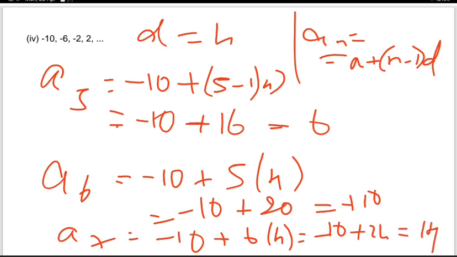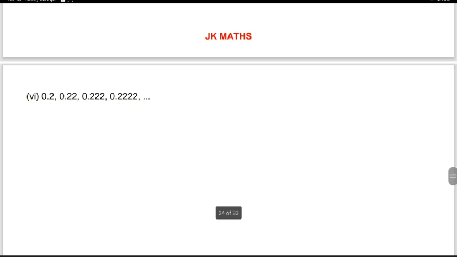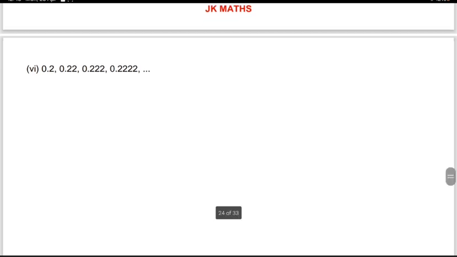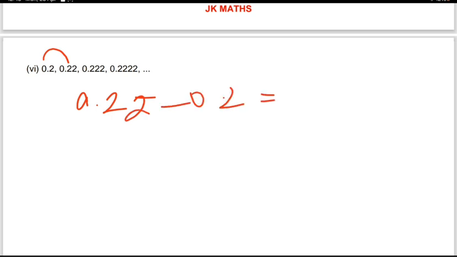So let's go to the 6th subdivision, 0.2. First term is 0.2. Second term is 0.22. Third term is 0.222. The fourth term is 0.2222. So by seeing this itself, you can clearly say that this does not form an AP, because you just try it and see. Second term minus first term is 0.22 minus 0.2. That is 0.02. That is a2 minus a1.